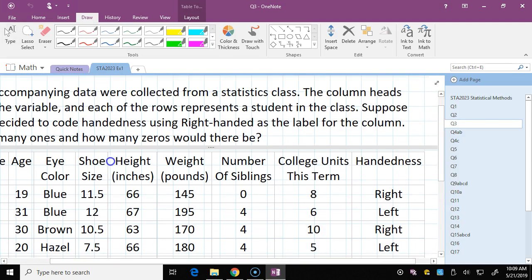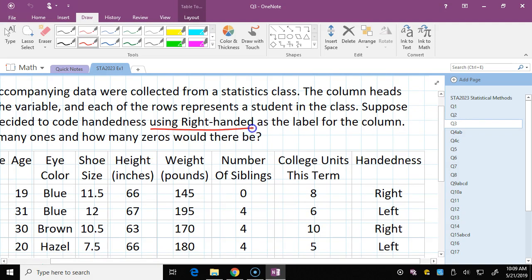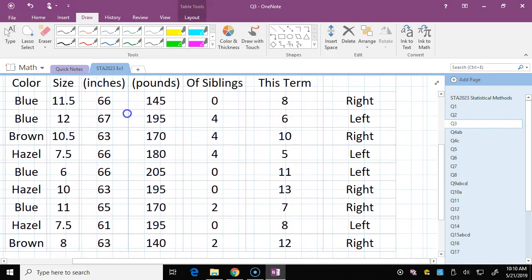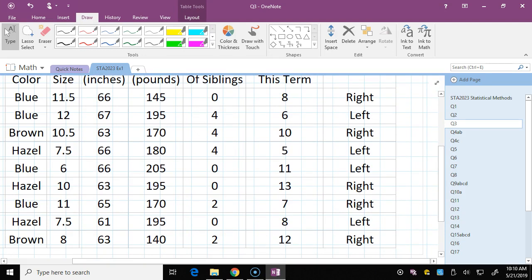The key in this is that it says using right-handed. What does that mean in terms of coding? Who's going to be 1? Anybody that's right-handed is going to be the number 1. So that means anybody that's left-handed is what number? 0. So all you have to do is count that information up, and we've got our answer. So how many right hands do we have? 5. So that means we have how many 1s? 5.